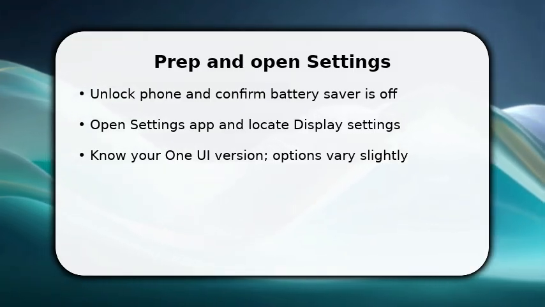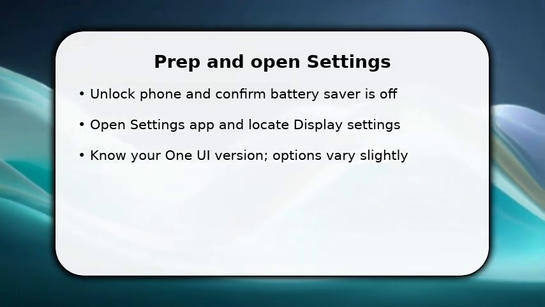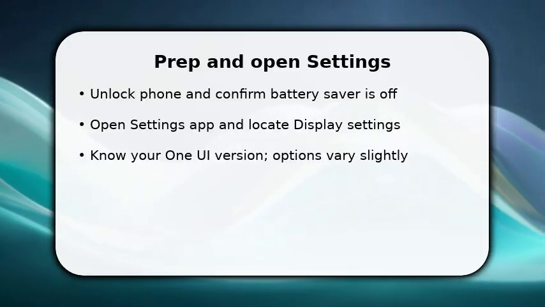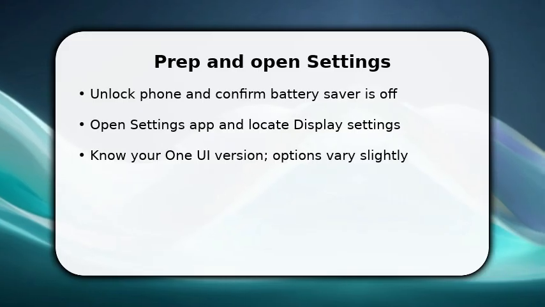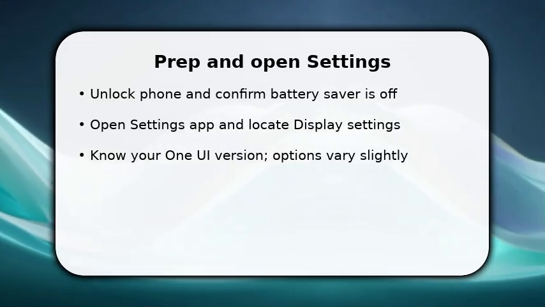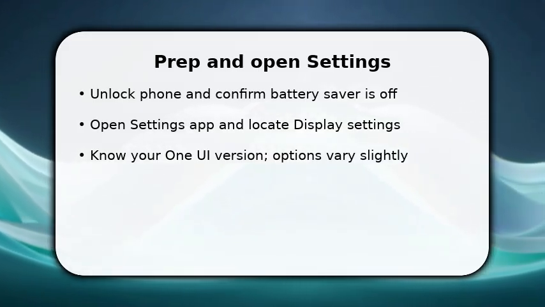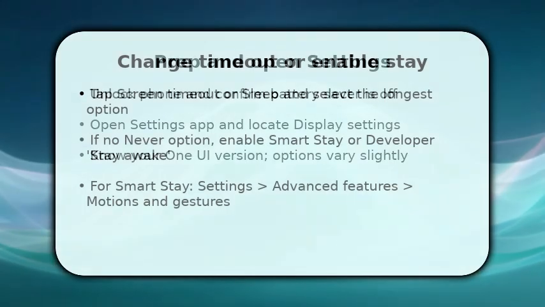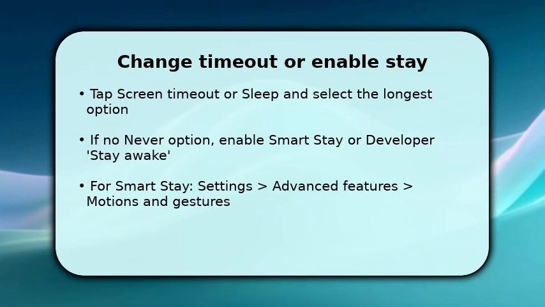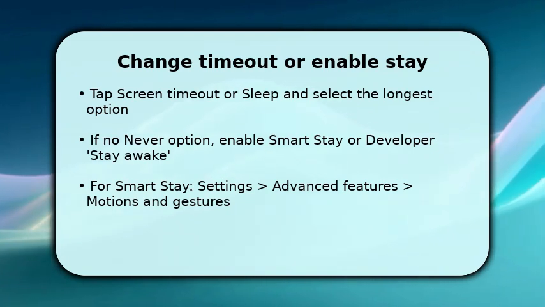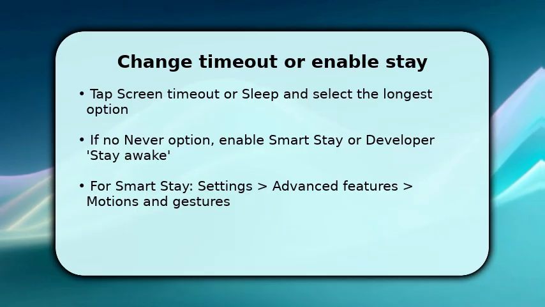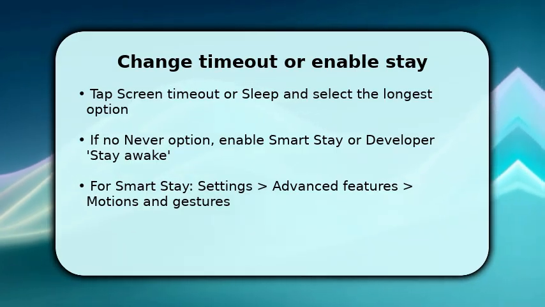If you have an older or newer One UI, labels differ slightly, so glance for Screen Timeout, Sleep, or Keep Screen on while viewing. Make sure you're not in a restricted mode like Secure Folder that hides options. Now find Screen Timeout or Sleep and choose the longest duration available. This directly sets how long the display stays on after an activity.